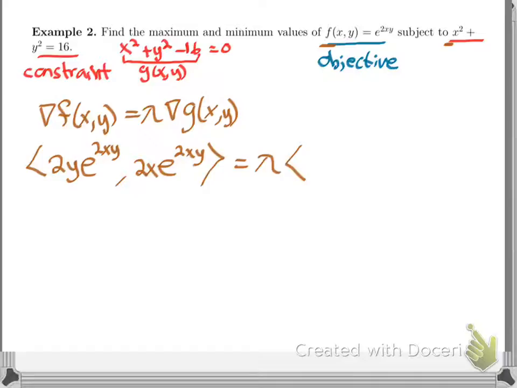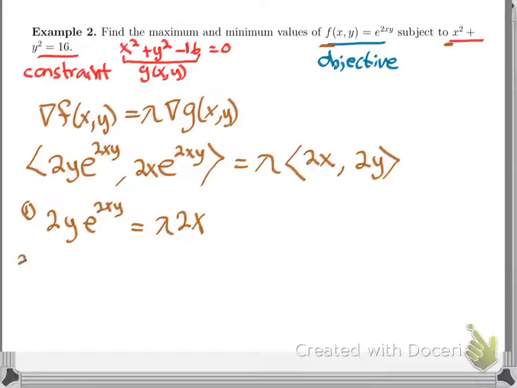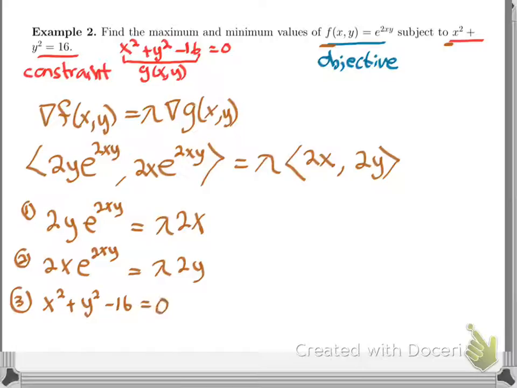So our gradient of g would be partial with respect to x is 2x, and partial with respect to y is 2y. So what we'll do is list out our equations. The first equation is 2y e to the 2x times y equals lambda times 2x. My second equation is 2x e to the 2x times y equals lambda times 2y. And your third equation is always going to be that same constraint that we started off with, x squared plus y squared minus 16 equals 0. So those are our three equations, and then you want to try to solve those.